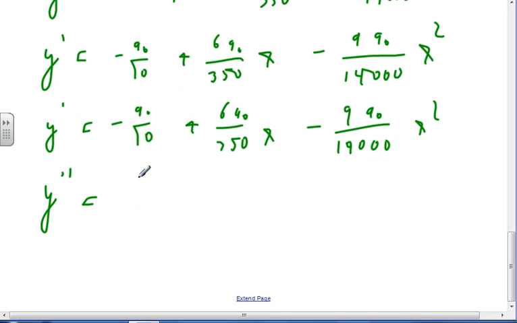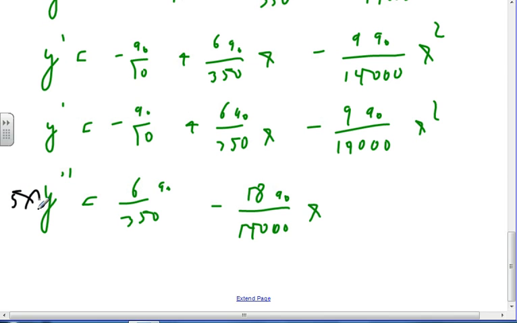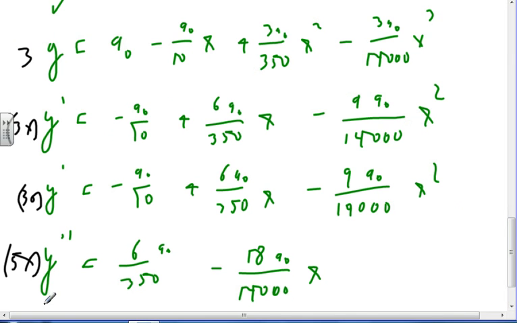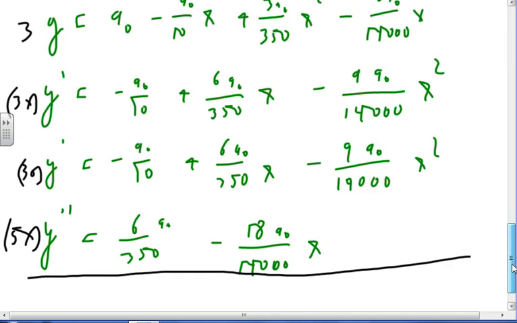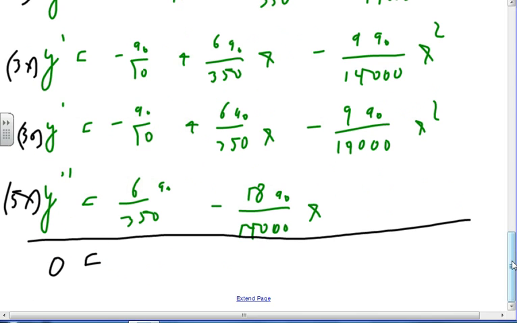That guy goes away. 6A0 over 350 minus 18A0 over 14,000. Okay. We want 5x of him. We want 30 of him. We want 3x of him, and we want 3 of the other guy. And when we get done, we want to have 0. That's the idea. That's the whole point.